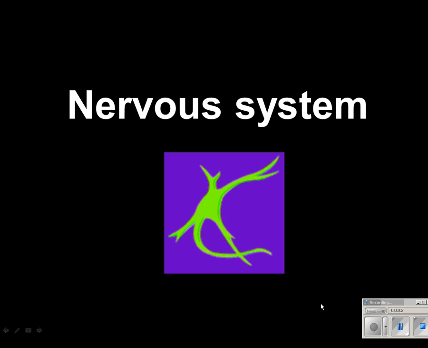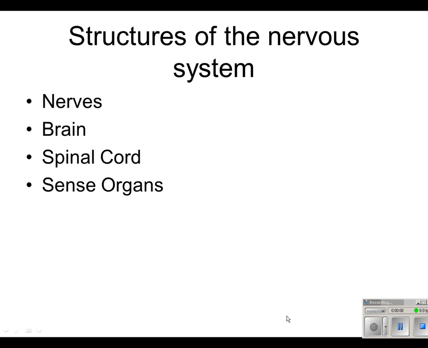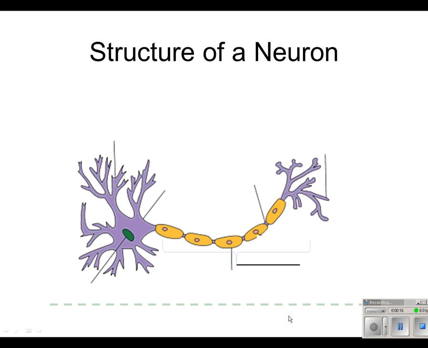This lecture will discuss the parts of the nervous system which will later be discussed in more detail. The structures of the nervous system include nerves, brain, spinal cord, and sense organs. Let's first look at the structure of a neuron.